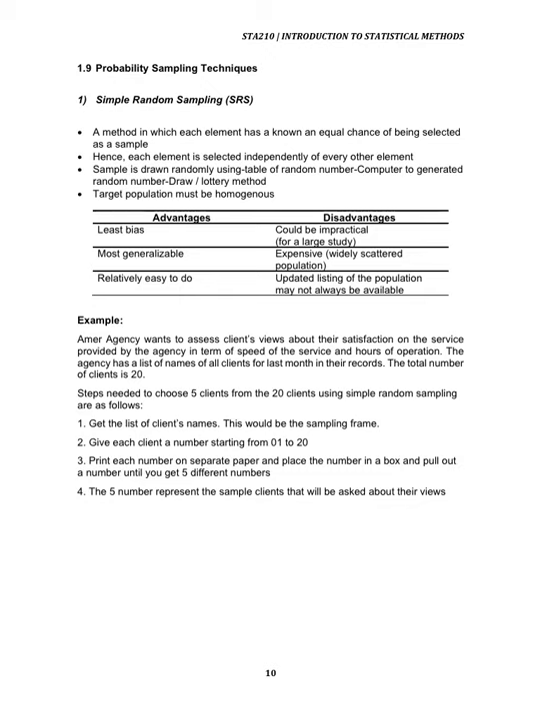So let's take a look into the probability sampling techniques first. The first one is simple random sampling, or SRS. The criteria for SRS is that each element has known and equal chances of being selected as a sample. Then each element is selected independently of every other element, they are not related to each other. The sample is drawn randomly using a table of random numbers, or a computer to generate random numbers, or by using a lucky draw or lottery method.